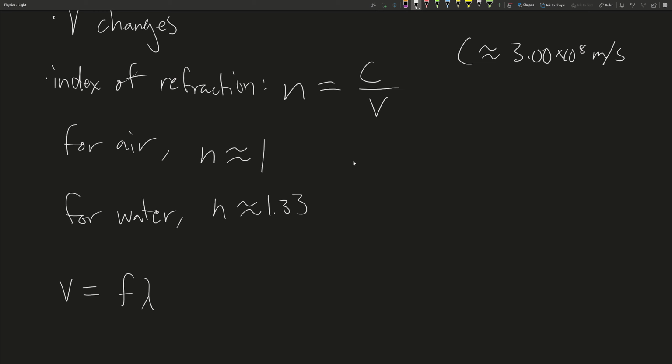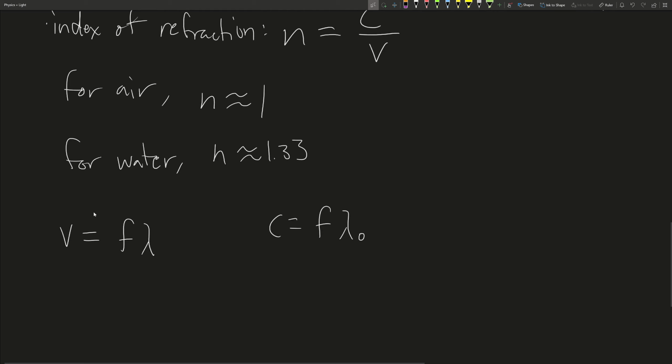And so if you have c equal to the frequency of light times the wavelength in a vacuum, we'll call it lambda naught, and then v is equal to the frequency times the wavelength in the medium, then your index of refraction is equal to the frequency times the wavelength of light in a vacuum divided by frequency times the wavelength of light in that medium. And so the f's cancel out here, and then this is just equal to the wavelength of light in a vacuum divided by the wavelength of light in a medium.